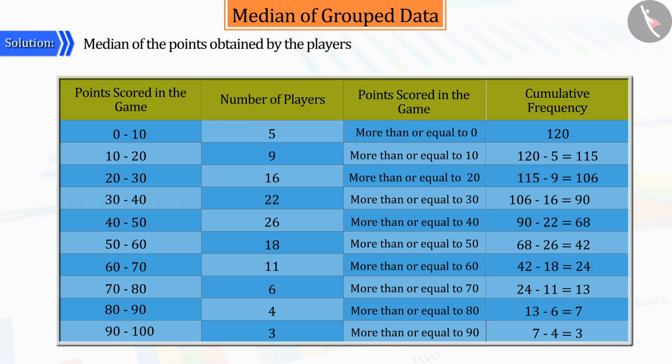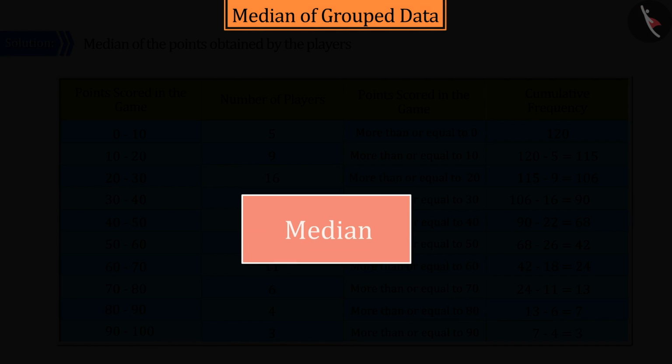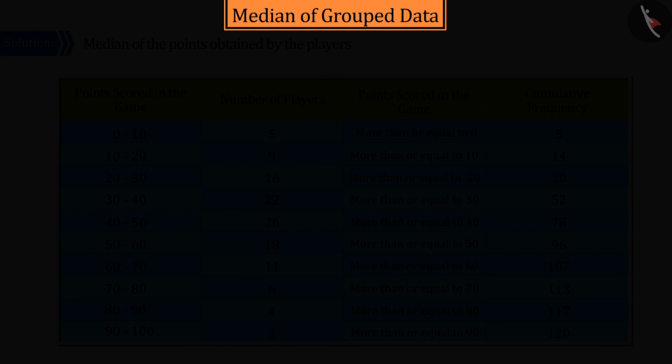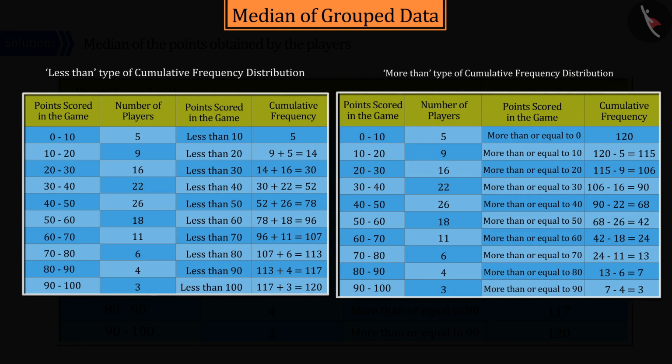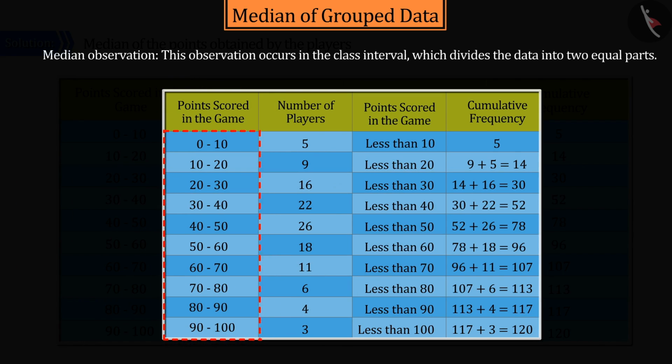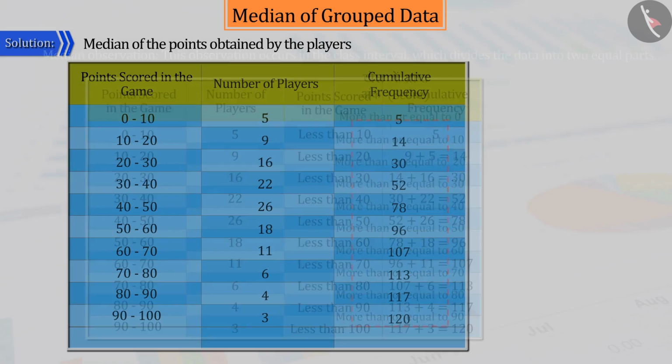Since we have to find the median of the given data, can you tell what we need to do for this? Absolutely correct. Use either of the above cumulative frequency distributions to find the median. Here, let's select the less than type of distribution, with the help of which we will find the observation that is at the center of the grouped data, which divides the data into 2 equal parts.